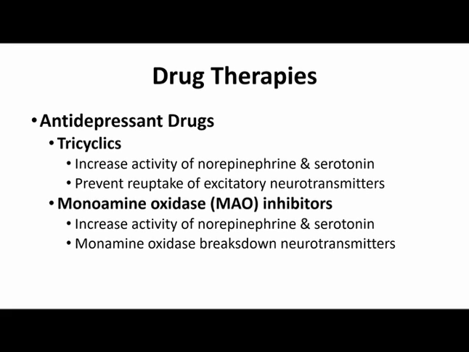Tricyclics are going to increase the activity of norepinephrine and serotonin. So those are the 2 neurotransmitters that are most important with the tricyclics. Now, they increase this activity by preventing the reuptake of those excitatory neurotransmitters. Now, I'm going to make you remember all the way back to Psych 104 yet again, and we're going to talk very, very briefly about our neurotransmitters and how they fire again, just so that this makes a little bit more sense.